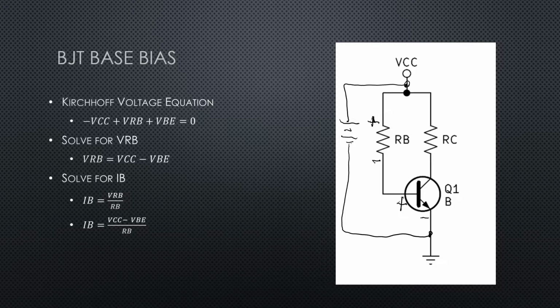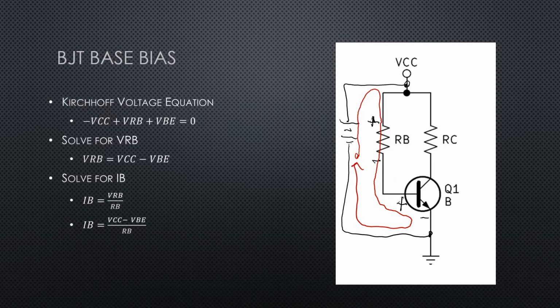Now here is my loop equation. If I start right here, I get minus VCC plus VRB plus VBE, and I'm back to where I started, so Kirchhoff says all that should be equal to 0. Now we can see where we can solve for VRB. Just manipulate the equation so that we can solve for VRB.